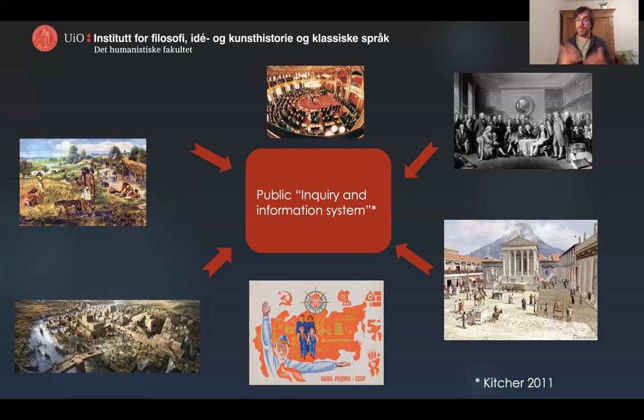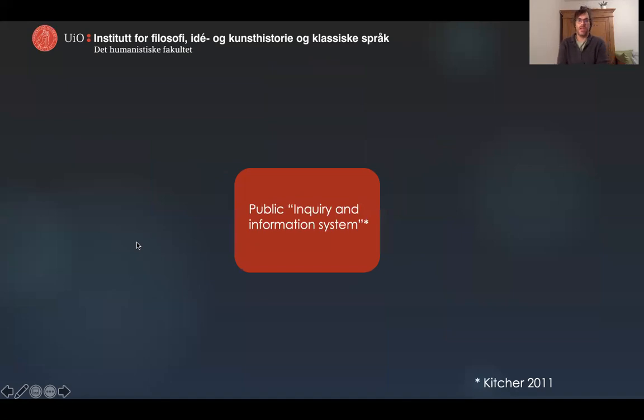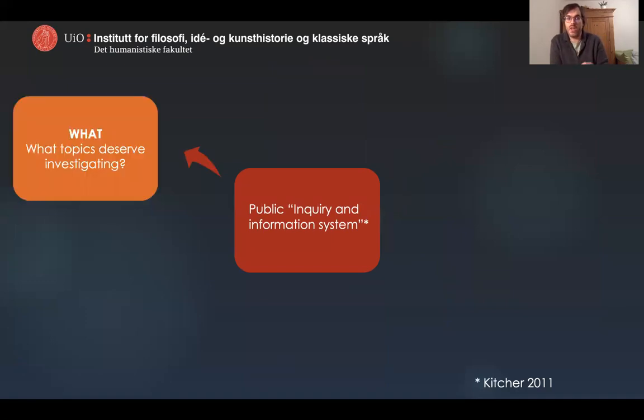So there's going to be a public inquiry and information system, as Kitcher calls it. Some system that stores information that's accessible to the public and is used in various ways. Okay, that need not itself be democratically organized. Now, when we have such a system, we can ask various questions about it. So what should go into that store of information that the public broadly has access to?